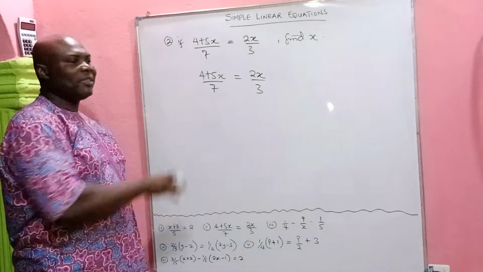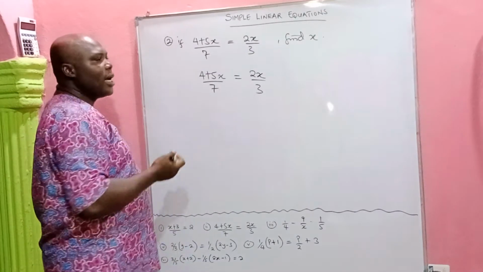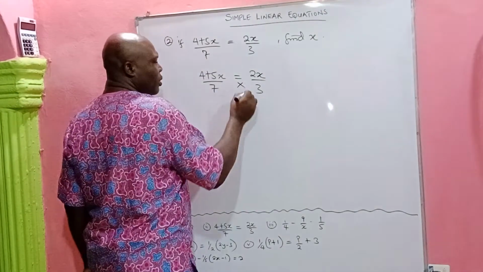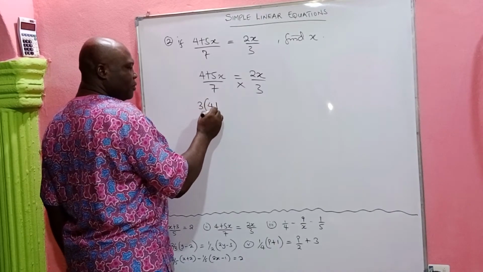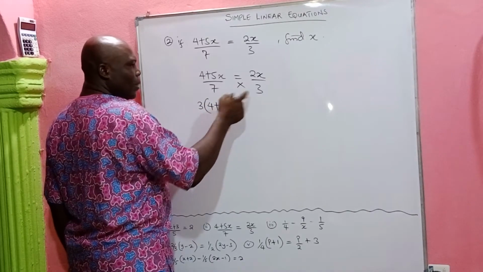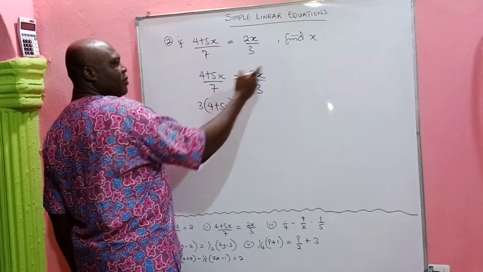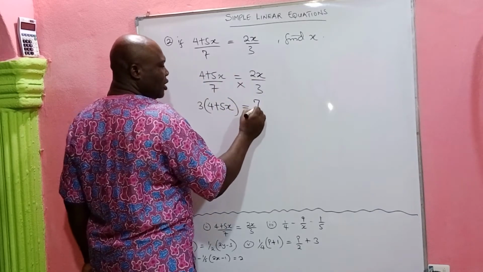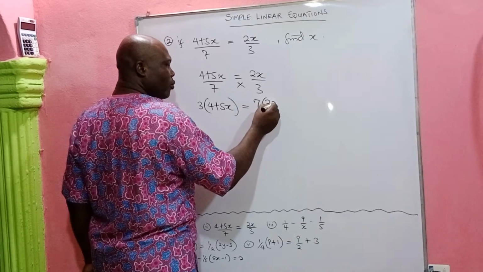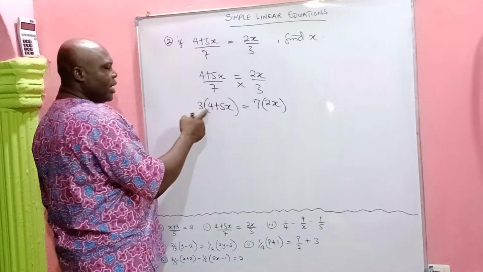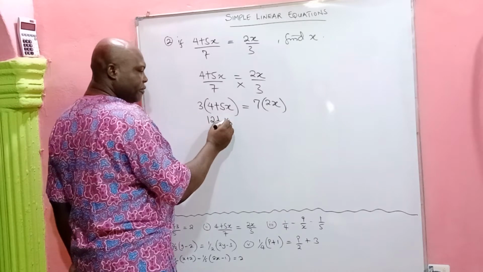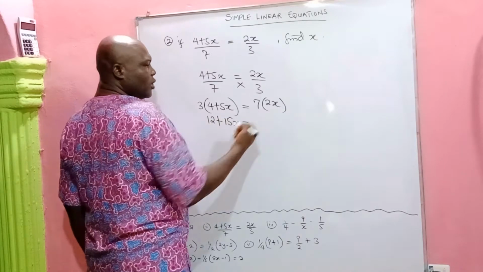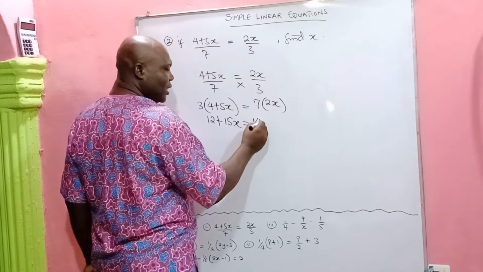All right, so we have simple fractions on both sides as we did earlier, so we cross multiply. So we are going to have 3 into 4 plus 5x, so we are multiplying 3 by this, and then 7 times this equals 7 times 2x. Here we are going to have 3 times 4 is 12, plus 3 times 5x is 15x, is equal to 7 times 2x, which will be 14x.